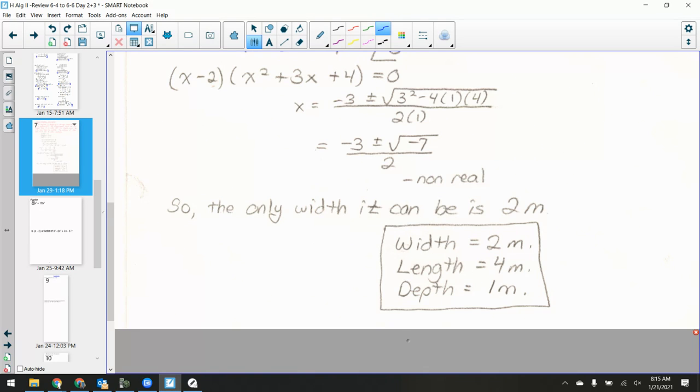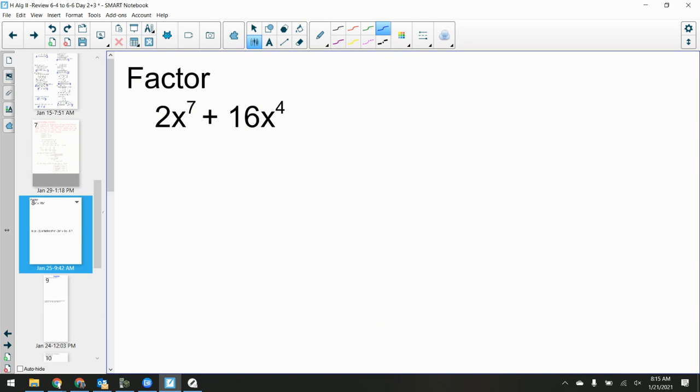Do you want to do another sum and difference of cubes problem? Let's do that. Let's take a look at this one here. 2x to the 7th plus 16x to the 4th. Okay, so for this one, obviously we would go through our factoring flow chart. Is there a GCF? Yeah. There's a GCF of 2x to the 4th. So I remove that, it's x to the 3rd plus 8.